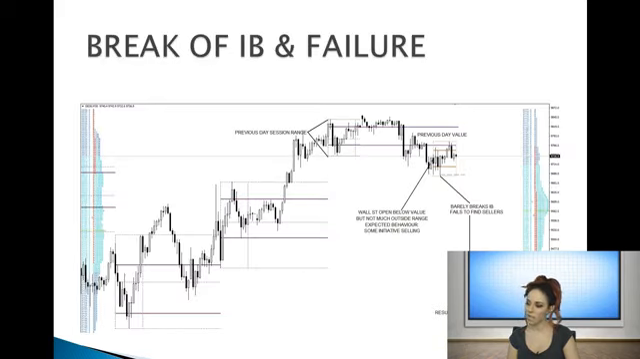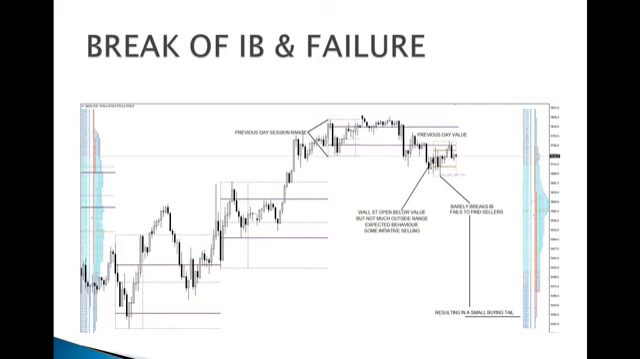I'm going to remove my face now so that you can see the profiles here. Okay, so here are a couple of practical scenarios of both events. This first one is a break of initial balance to the downside and then a failure to find sellers. So, let's say that we're talking about a break of initial balance to the downside.